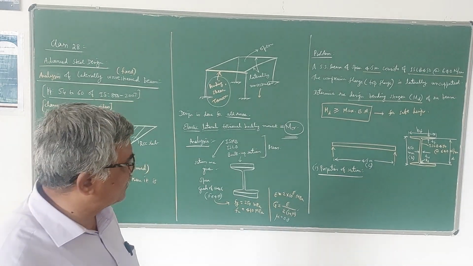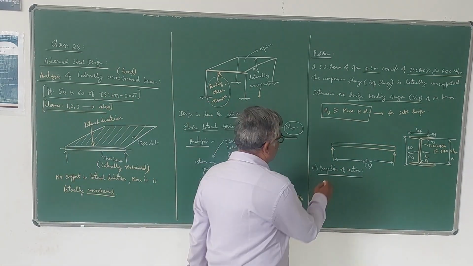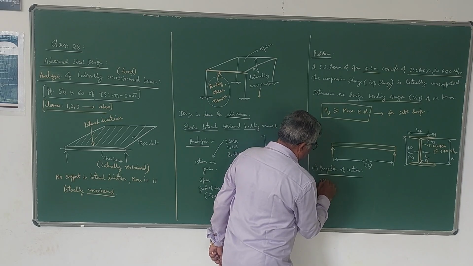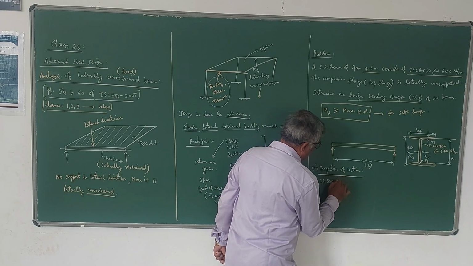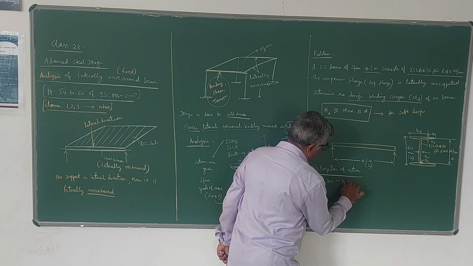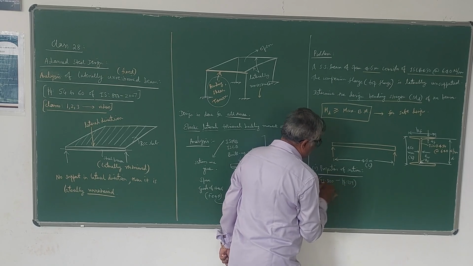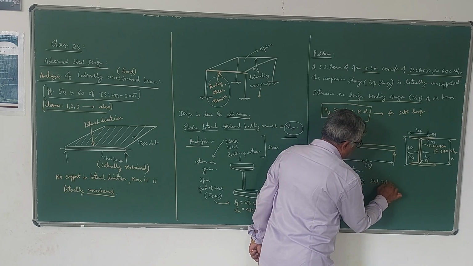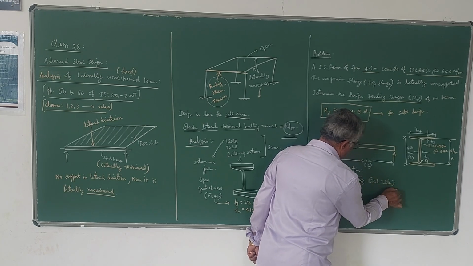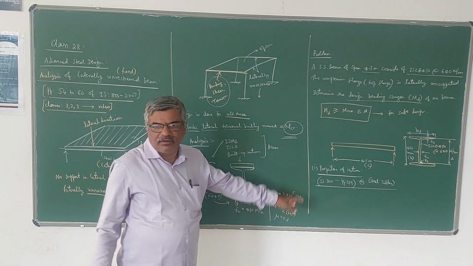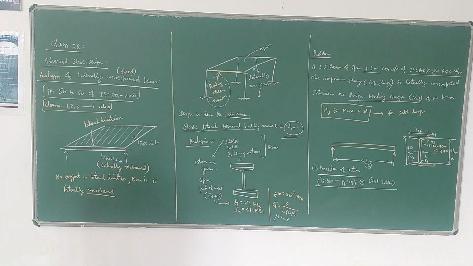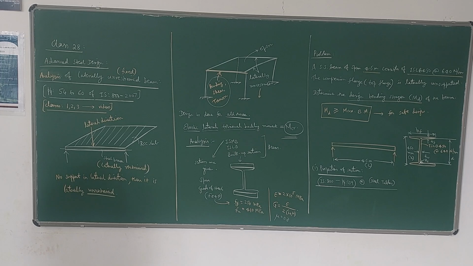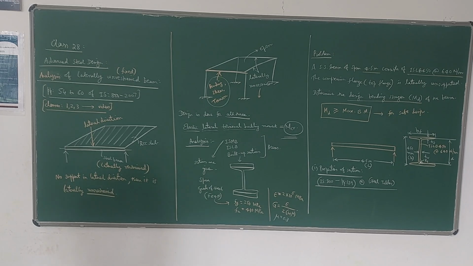For the properties of section, you have to refer to IS 800. I think it is in the last page, appendix, page 139, or you can use steel tables. If you have brought steel tables, you can use those also. Otherwise you refer to the code, page 139 of IS 800, 138, 139. That will be the note.